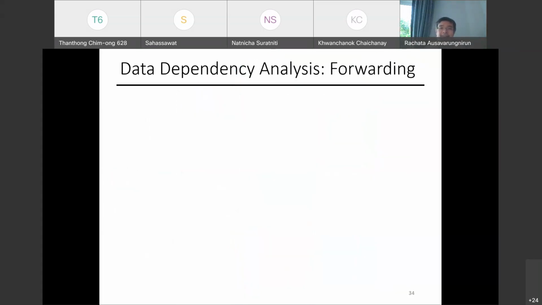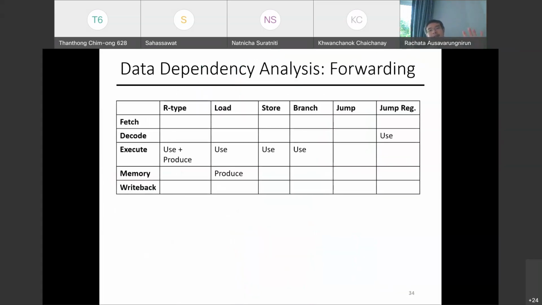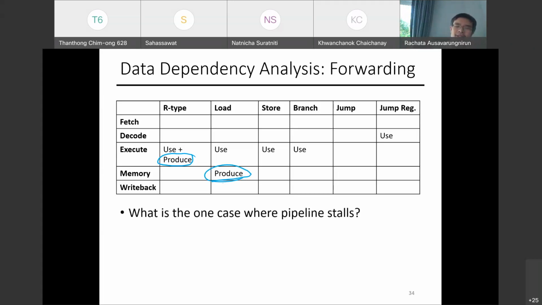So let's do some analysis again, right? By looking at this table: fetch, decode, execute, memory, and write back based on instruction type. Execute can produce the result, memory can also produce the result, and then the rest use the register. So if you look at this diagram, what's the only case where the pipeline still has to stall? There's only one case here when you have to stall.